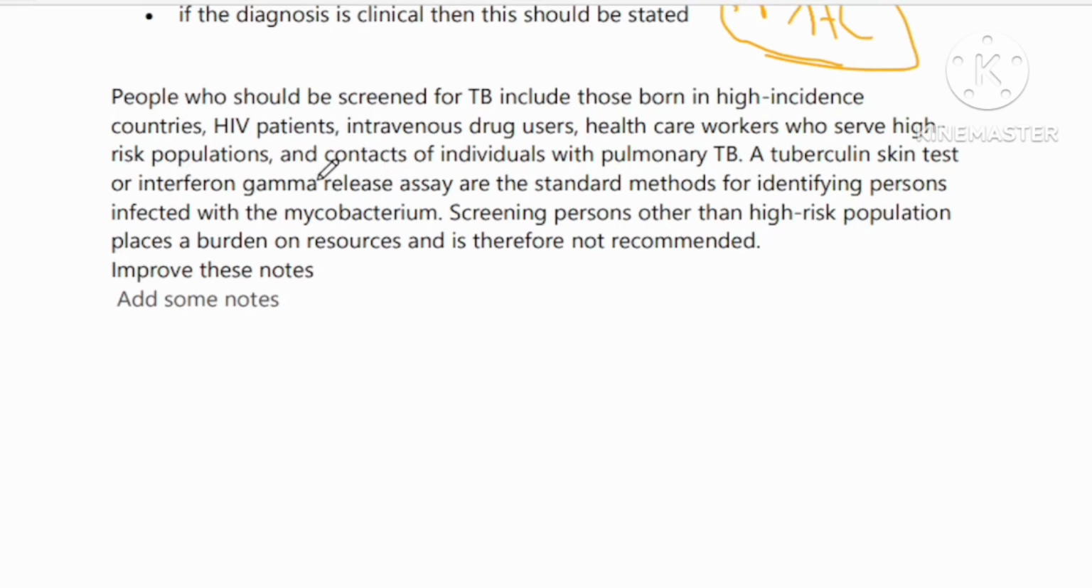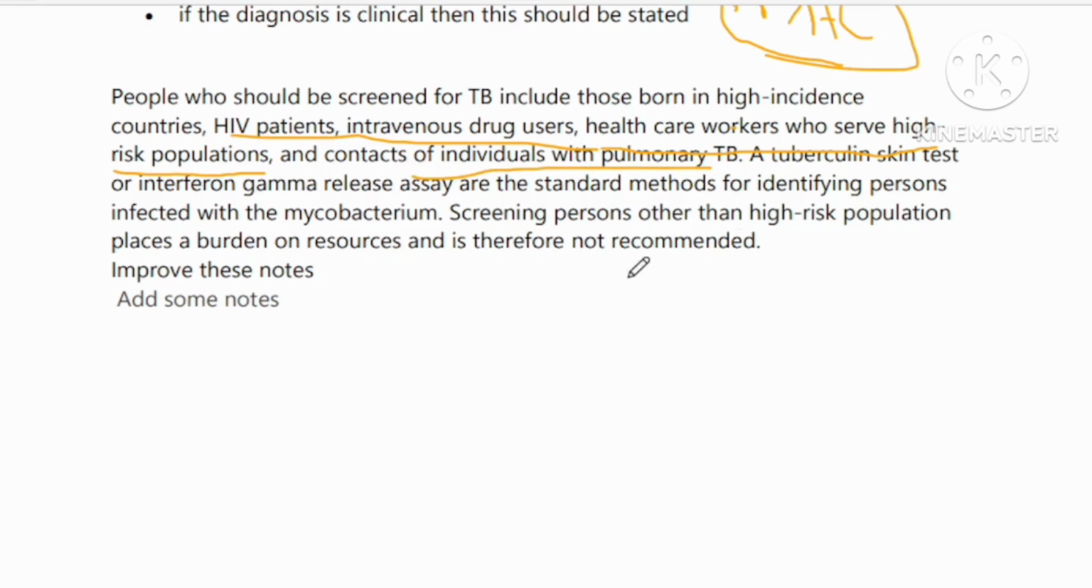People who should be screened for TB. For the screening purpose, actually we test through the Montoux test, and the Montoux test also rules out the latent TB and the active TB. So here is the screening for TB. It includes those born in high incidence countries, HIV patients, IV drug users, healthcare workers, and those who serve in the high risk population in contact with individuals with pulmonary TB.